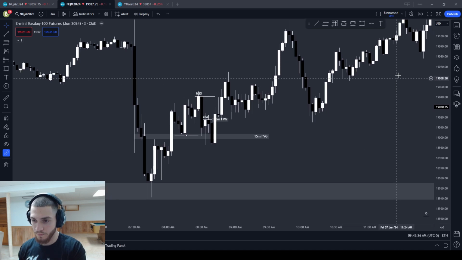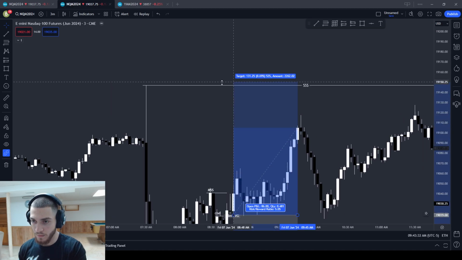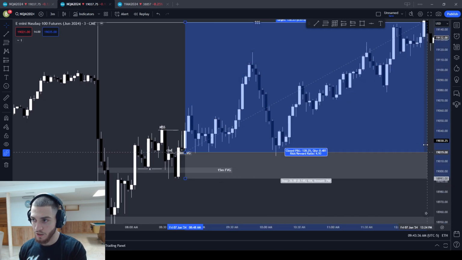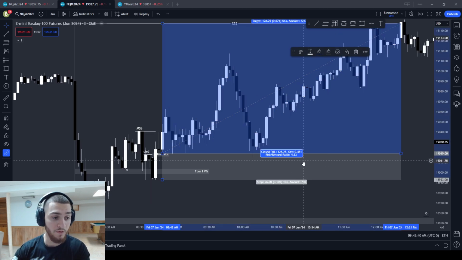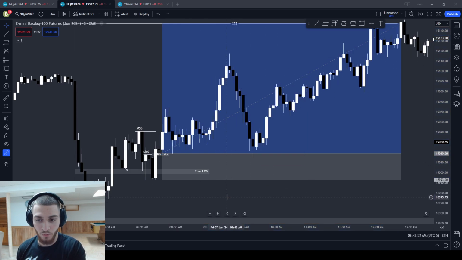3-minute FVG. And now you set your stop at this low, target the high here for 128 points. And you see how beautiful that is. 4.93 RR, let's say 5. You can lose 5 trades in a row, win 1 out of 5 trades, 20% win rate, and still make money, still at break even, whatever it is.